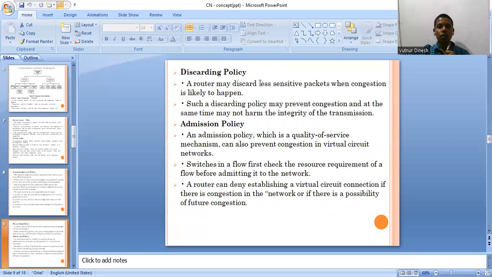Discarding policy. A router may discard less sensitive packets when congestion is likely to happen. Such a discarding policy may prevent congestion and at the same time may not harm the integrity of the transmission. Admission policy. An admission policy, which is a quality of service mechanism, can also prevent congestion in virtual circuit networks. Switches in a flow first check the resource requirement of a flow before admitting it to the network. A router can deny establishing a virtual circuit connection if there is congestion in the network or if there is a possibility of future congestion.